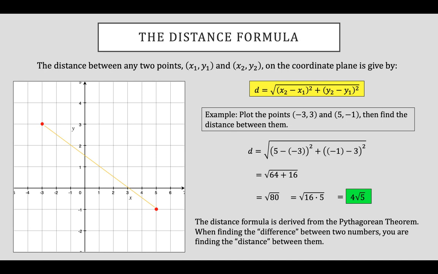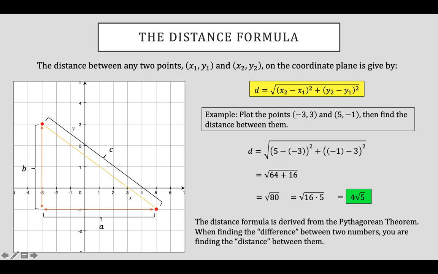The distance formula is derived from the Pythagorean theorem, in case you didn't know that. When finding the difference between two numbers, you are finding the distance between them. All right, keep that in mind for the rest of the year. The difference between two numbers is the distance between them. So when you're taking x2 minus x1, you're finding the horizontal distance between your x coordinates. When you're taking y2 minus y1, you're finding the vertical distance between your two different points here.